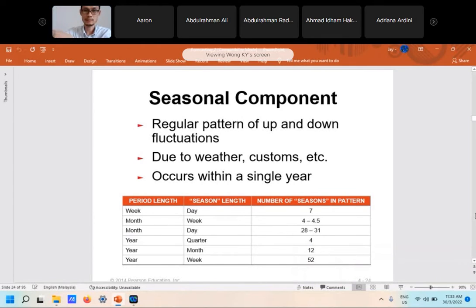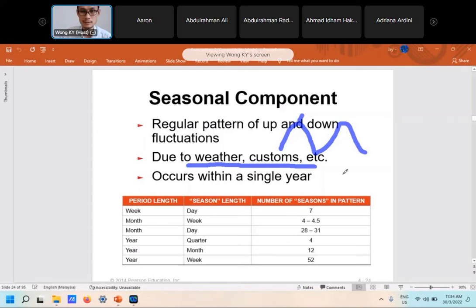Seasonal is another pattern of behavior of demand. Seasonal means that there's a regular pattern of up and down fluctuation. It's just like cyclical. You have a regular pattern of up and then down, and then up and then down. Seasonal behavior normally is due to weather conditions, due to customs, etc. For example, in Western countries in the northern hemisphere, winter starts December, January, February. So during winter, the demand for winter clothing will increase. It will peak. And during summer, of course, the demand for summer clothing will increase. So there's a seasonal demand for winter clothing and summer clothing.